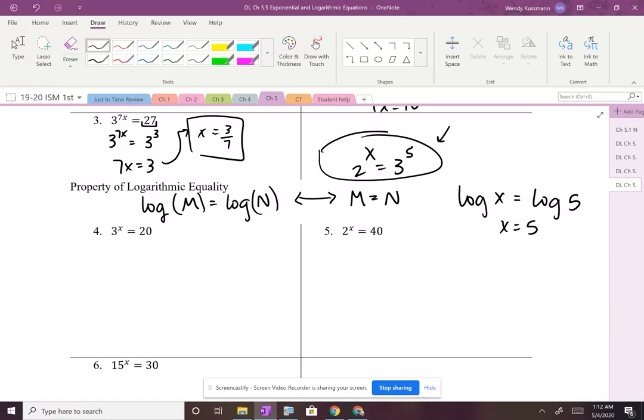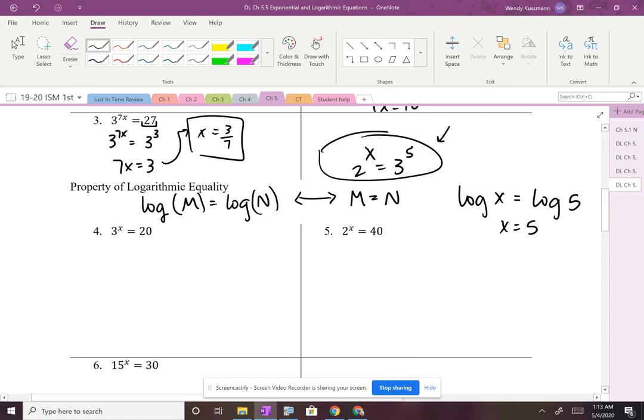That's going to be used a lot, and there are some harder problems like this that we won't get to this year. And there are some other logarithmic equations that we're going to get to after this that use that property of logarithmic equality. But it also says that if you have two things that are equal, you can take the log of both sides and solve it. So that's what we're going to do right here.